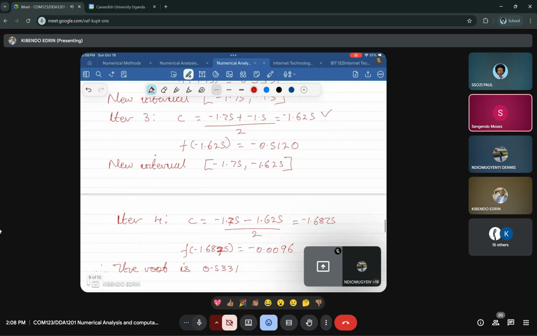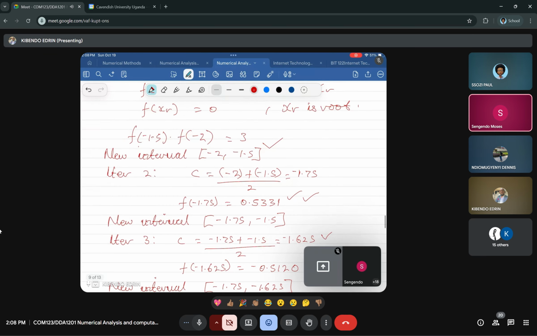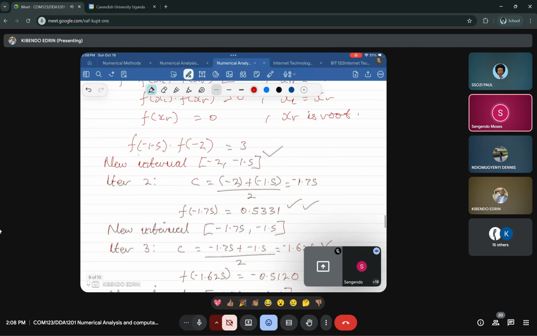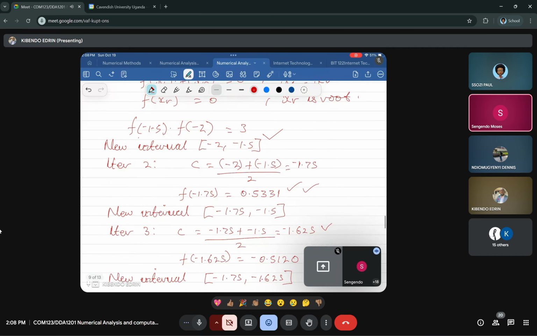Now, having written the root, let's go back on that interval you are talking about. This one. What is it? Is it 0.5331 or negative 1.75? Which one is the root? The root is actually negative 1.75, because this is the C, that gives us the evaluation of the function. Exactly. So the root is that.